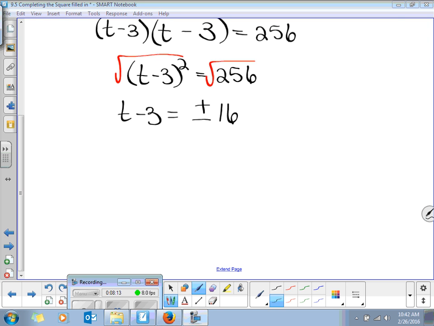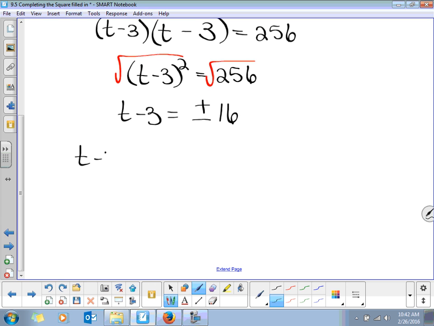So now we need to solve it, right? We need to find out what t is. Now here I have a positive 16 and a negative 16. So when I rewrite these as complete equations, I'm going to have t minus 3 is equal to positive 16, right? What's the other one going to say? t minus 3 is equal to negative 16. So how many solutions am I going to have to my equation? Two solutions.